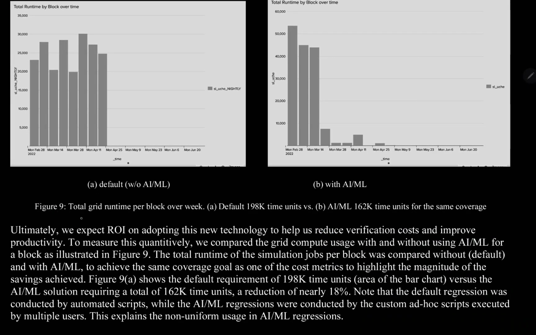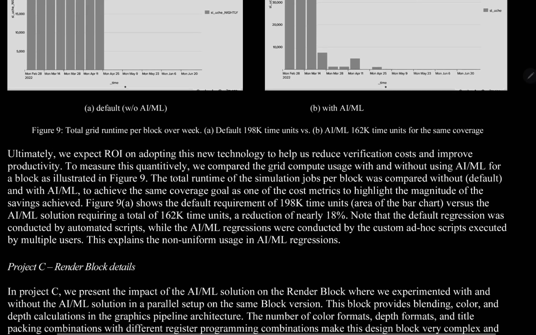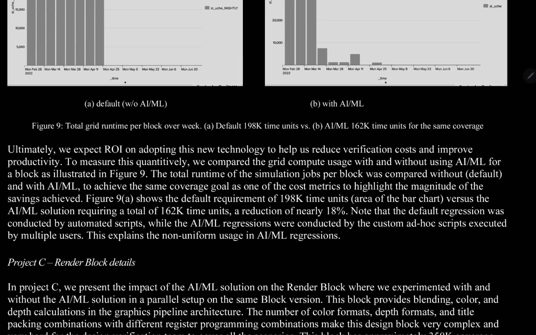Figure 9 is the total grid runtime per block over a week. A, default, is 198 kilo time units, and B, AI-ML, is 162 kilo time units for the same coverage. So ultimately, we expect ROI on adopting this new technology to help us reduce verification cost and improve productivity.